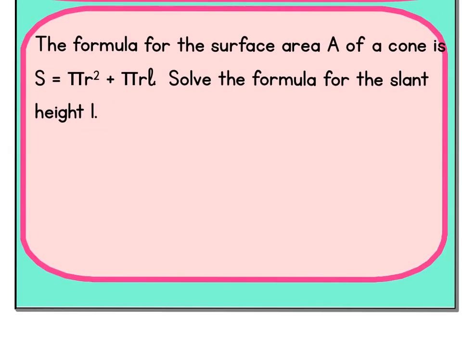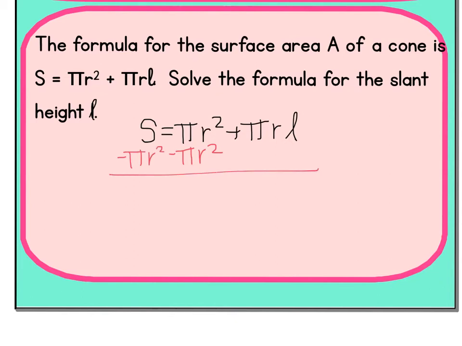Over here they want us to solve for the slant height L. So using this formula, we have S equals pi times r squared plus pi times r times L. The first thing we want to do is take away this pi r squared from both sides. So we're going to pull that away from that L. So we have S minus pi r squared equals pi times r times L.